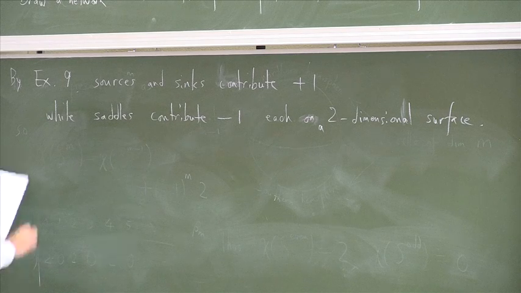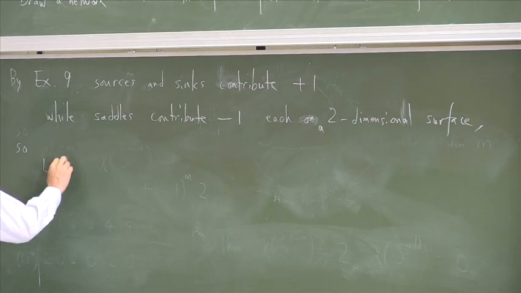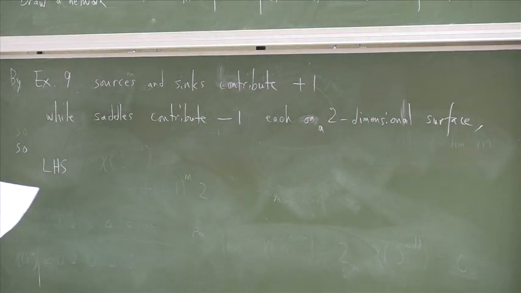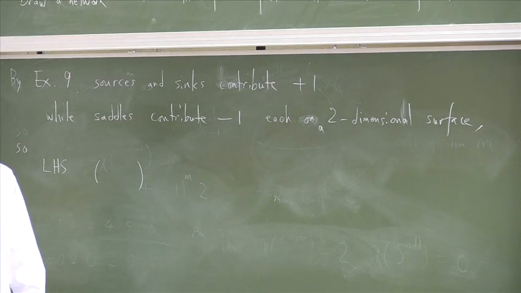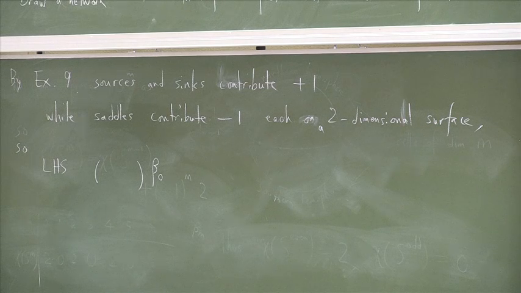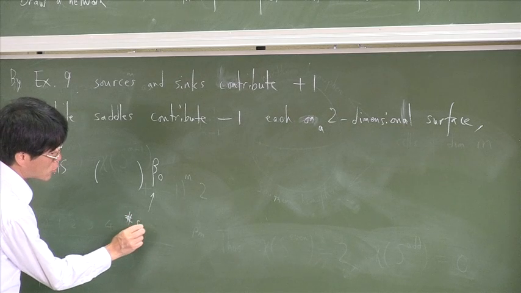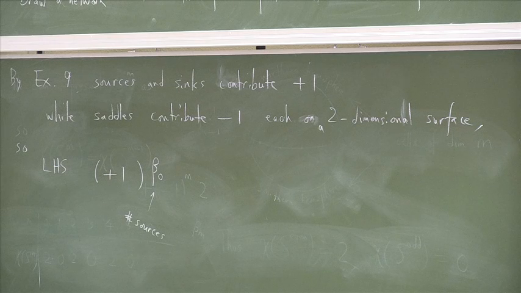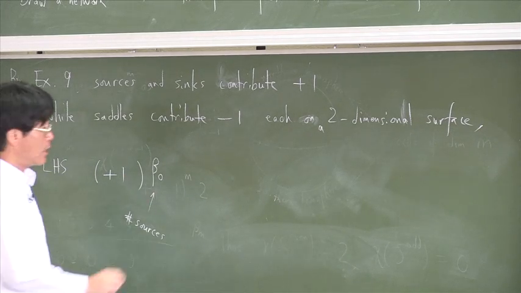So, what do we have? On the left-hand side of that formula, we have to add up all the indices with pluses and minuses. Well, how many sources are there? Exactly as many as the number of vertices. So this is, of course, the number of vertices, but also the number of sources. And they contribute plus 1. That's the index contributed by each of the sources.